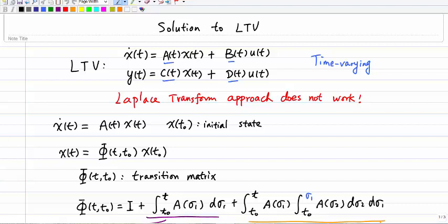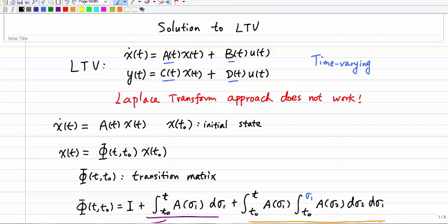For the linear time variance system, those A, B, C, and D can be time variant, as shown at the beginning of this slide. So this is the general form of the linear time variance system, and given this form, we couldn't use the Laplace transform approach that I mentioned in the previous solution for the linear time invariance system. So we have to come up with another approach to find a solution to a linear time variance system.